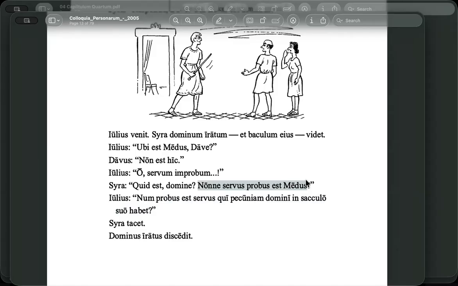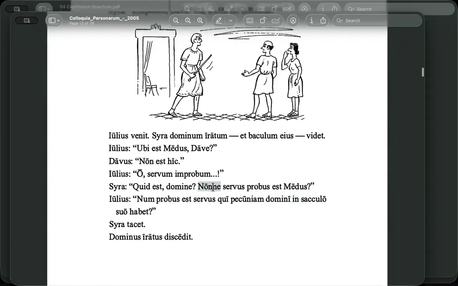Sira: what is this, master? Medus is a good servant, isn't he? Or, surely Medus is a good servant, or something like that. She's hoping for a positive response. And basically Julius is saying a good servant is not one who has the master's money in his money bag. But he's asking the question. Well, it's a rhetorical question. What does the nonne translate to?